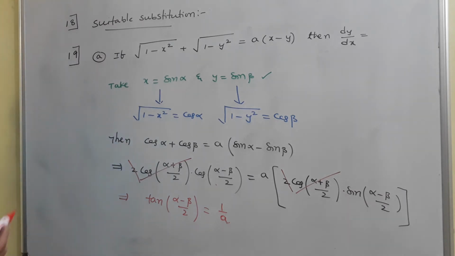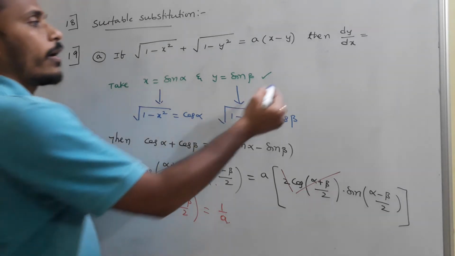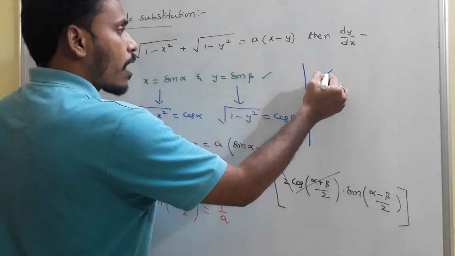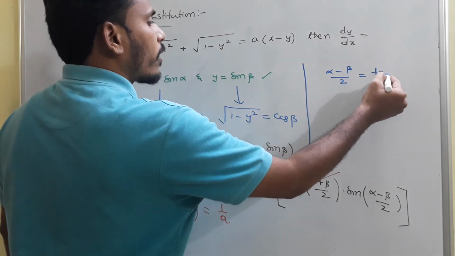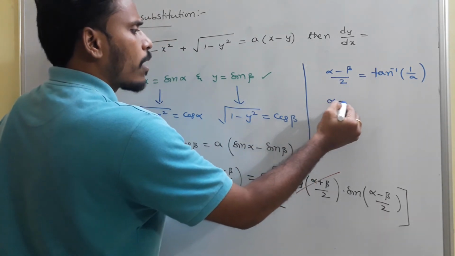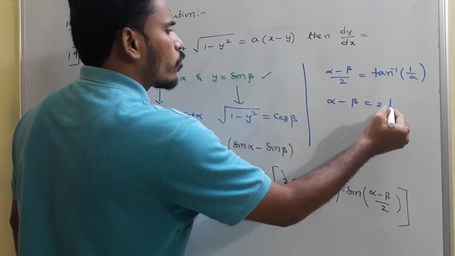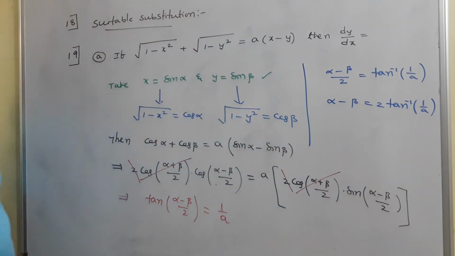Our target is to find dy by dx, right? But what I have now is tan of alpha minus beta by 2 equal to 1 by a. What is my next step? You send this tan to that side. It becomes alpha minus beta by 2 is equal to tan inverse of 1 by a. Send this 2 also that side. Alpha minus beta is equal to 2 tan inverse of 1 by a.